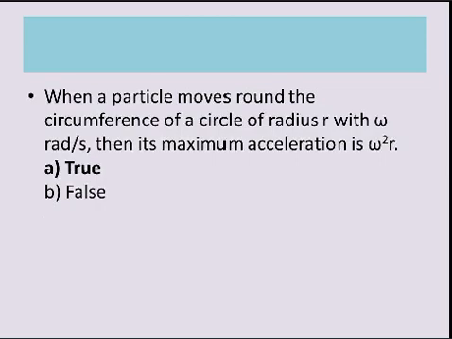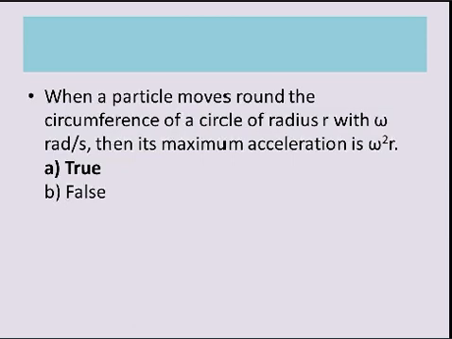When a particle moves around the circumference of a circle of radius r with omega radian per second, its maximum acceleration is omega square into r, where r is the radius they are given, which is nothing but the amplitude. So the statement is true. So option A is correct.